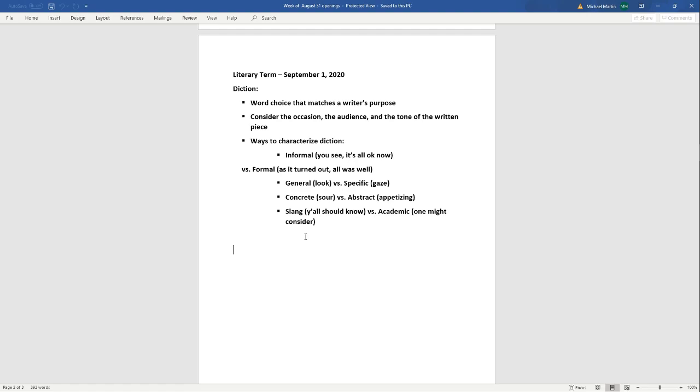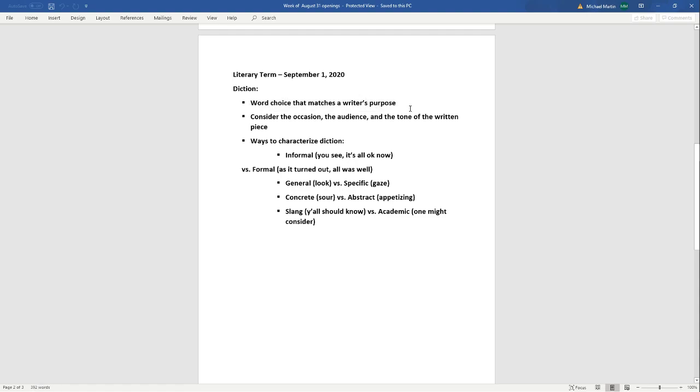So what this really means is that the author's diction is his word choice and how they are going to use their words and for what purpose. You can use a very academic form of diction that essentially denotes that you are writing a serious scholarly paper, or you could use an informal form of diction for maybe a casual blog post about going out on the town or something like that. So, anyways, let's get down to the words and we'll just run through this. So, diction, word choice that matches a writer's purpose.